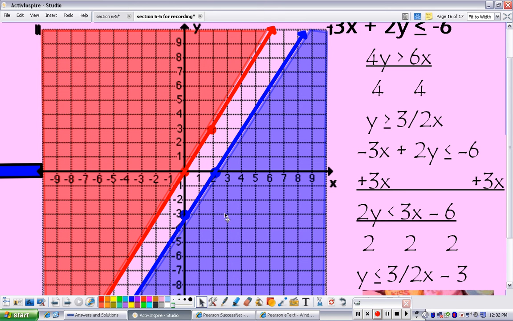Notice here that there is no solution to this system because it does not intersect. There's no purple region, so there would be no solutions.